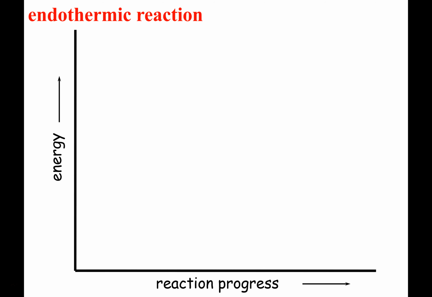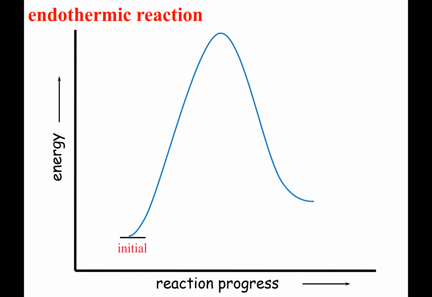Endothermic, you're going to have energy put in, so that means that your products have more energy than your reactants. So that's an endothermic energy diagram. Again, to find the activation energy, we're going to draw our two lines. Identify our enthalpy change. We have a positive delta H. And all activation energies are positive. So here is your activation energy for this endothermic reaction.